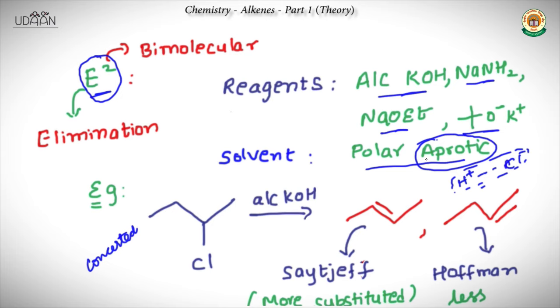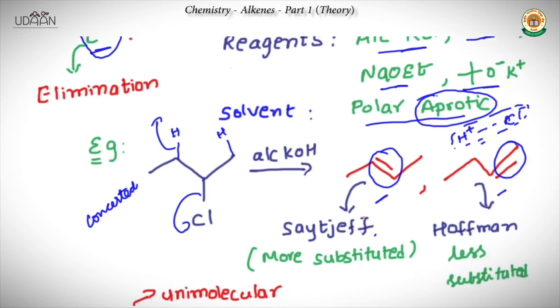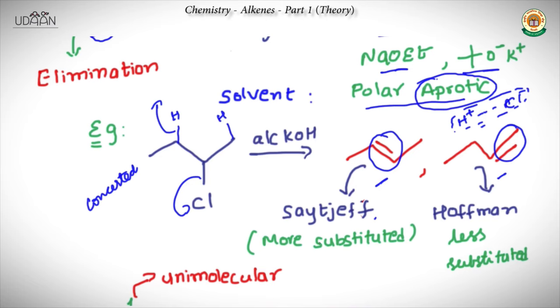So it's going to happen simultaneously. One atom will attack and the other will leave simultaneously, without the formation of an intermediate. H will leave and Cl will leave. You will get a double bond here, and you can get a double bond this side or on this side. This is the most substituted one and it's called the Saytzeff product. This is the less substituted one and it's called the Hofmann product. In general, the Saytzeff product is more stable, but the Hofmann product is less stable. But there are some exceptions for it, which you will see later on in the examples.